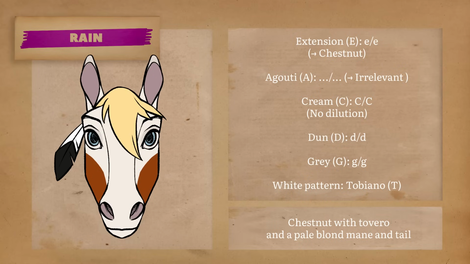Now the flaxen gene can make the mane and tail appear somewhere between golden blonde and white, even on the very darker colored chestnut horses. Some chestnuts may even almost look palomino-like due to this flaxen effect, even though they carry no cream gene. Rain's chestnut base allows flaxen to be visible, so if she inherited a copy from both parents, the trait will show, and this would make her mane and tail distinctly lighter than her coat.